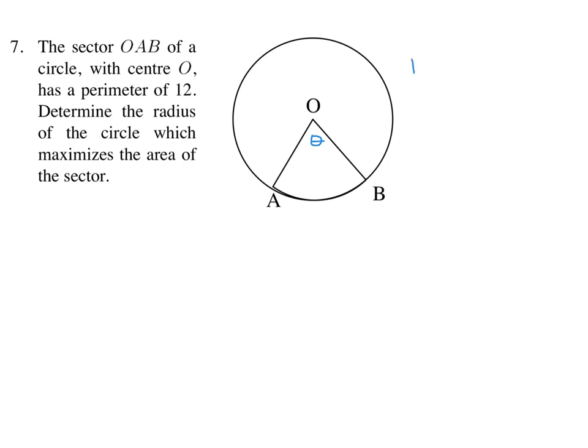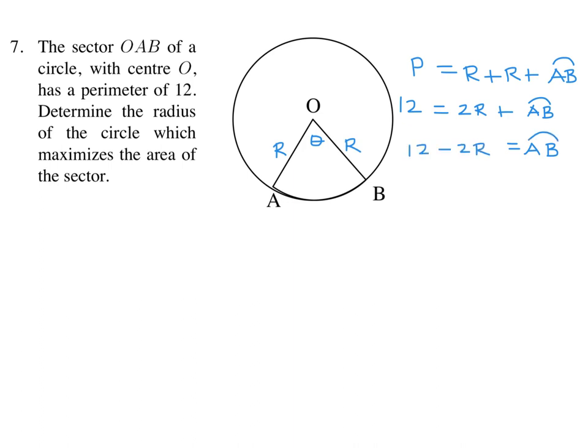So the perimeter looks like this segment, which is the radius of the circle, and this segment, which is also the radius of the circle, and then this arc AB. So the perimeter of that sector OAB is R plus R plus AB, and I put a little arc there to show that it's an arc. They told me the perimeter is 12, so 12 is equal to 2R plus the arc AB, the length of that arc. So AB, the length of that arc, is 12 minus 2R.